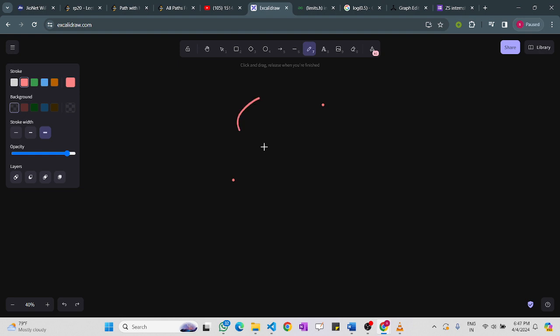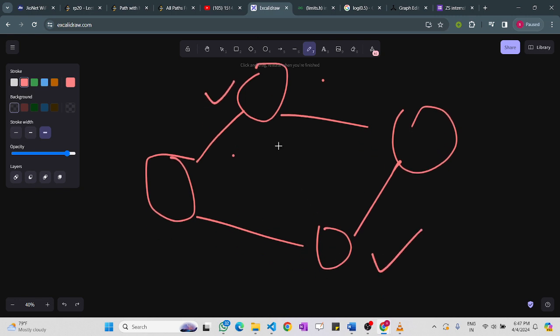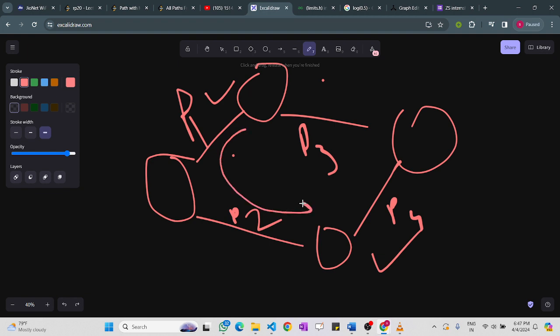Suppose you are given these nodes. These are four nodes, this is your source node, and this is your destination node. Suppose this is P1, this is P2, this is P3, and this is P4. So in order to reach from source to destination, how many paths are possible? There are two paths. First one is this, and second one is this.